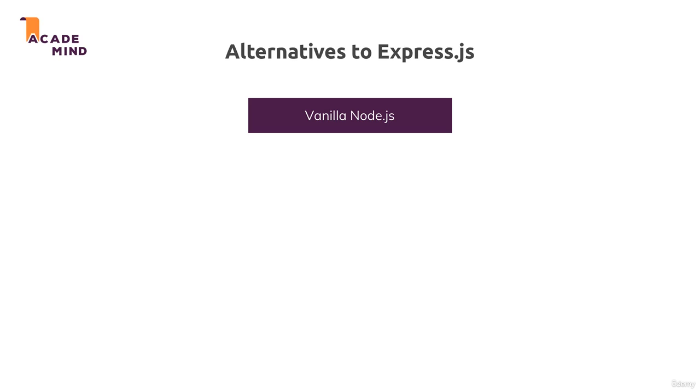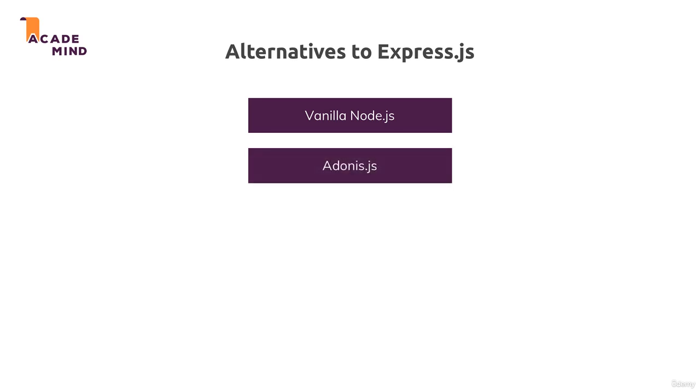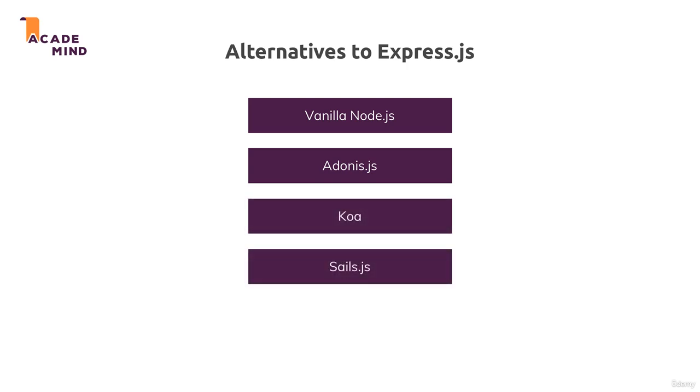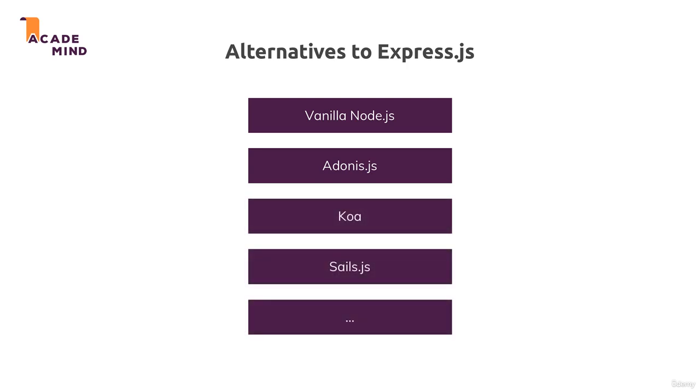There also are other frameworks you could use. For example, there is Adonis.js. Now, if you ever used Laravel for PHP, this is basically a Laravel-inspired framework for Node.js, but not from the same creators. There also is Koa or Sails.js, and there are many more. You can basically Google for Express.js alternatives, and you will find plenty of blog posts diving into the different alternatives and what their strengths and weaknesses are. But Express.js is by far the most popular and most often used one, which is why I will also teach it here.